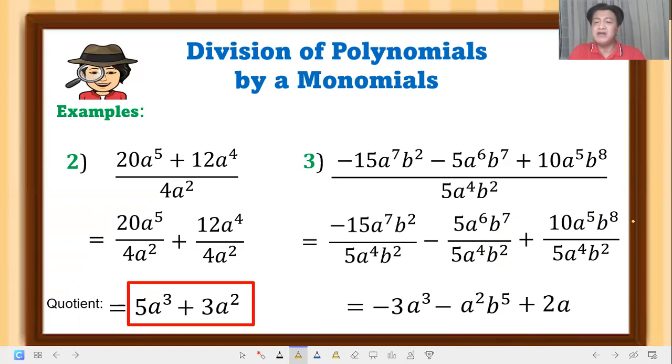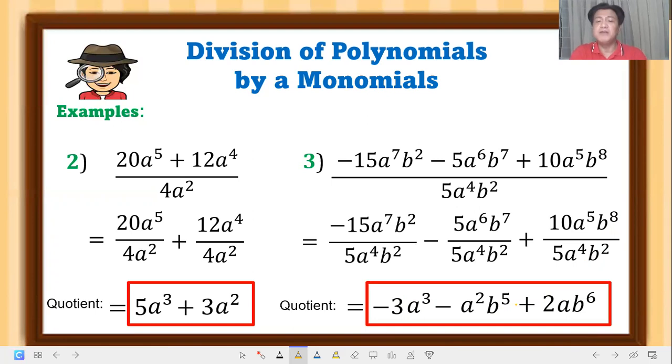Okay, dito tayo sa b raised to 8 over b raised to 2. Di ba? Subtract natin, 8 minus 2, that is 6, or b raised to 6. Meaning to say, hindi na pwede i-combine yan kasi po, magkakaiba sila ng literal coefficient. So that is now the quotient. Negative 3a cubed minus a squared b raised to 5 plus 2ab raised to 6.